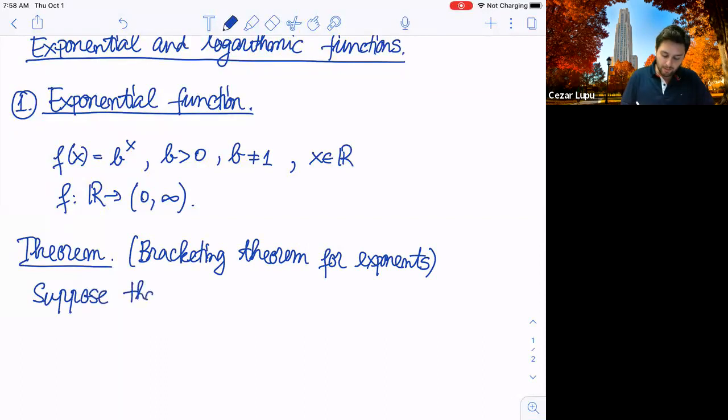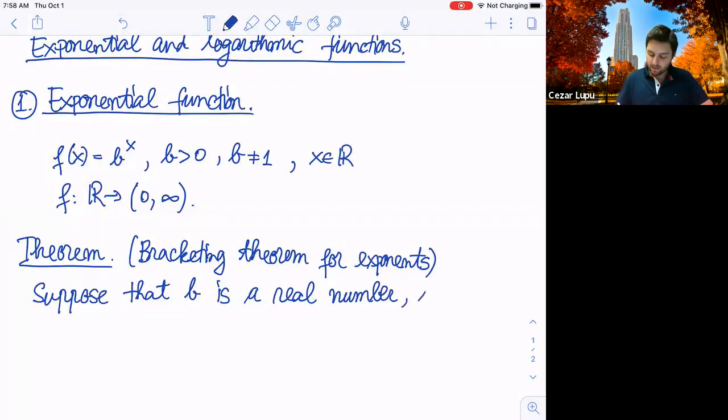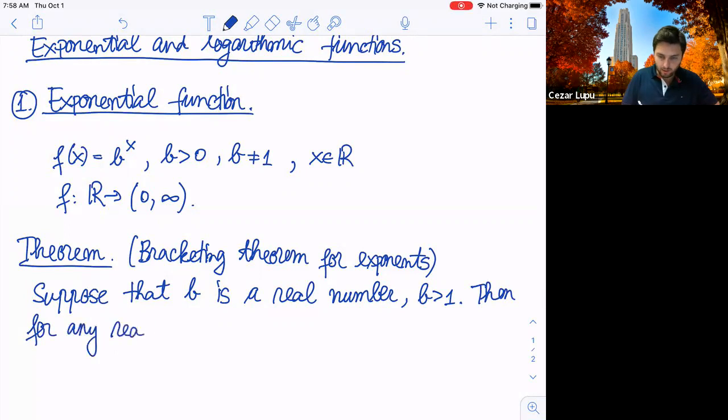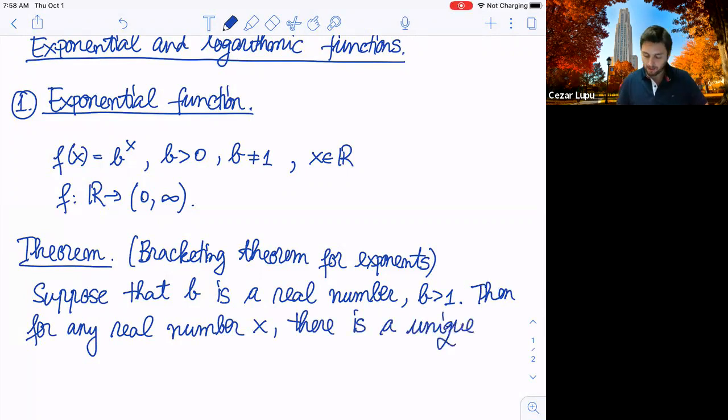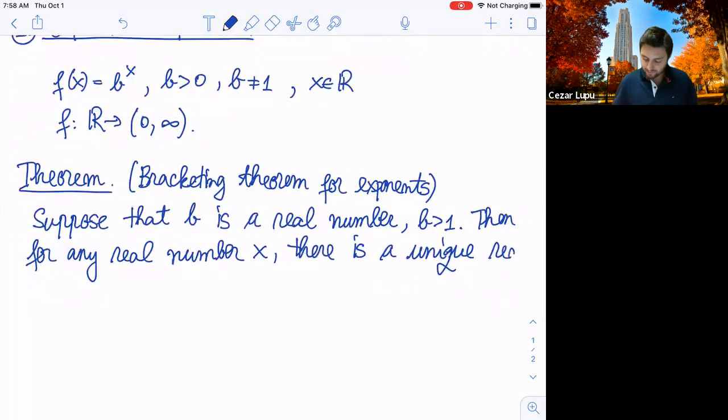Suppose that b is a real number, and let's say that this number is greater than 1. Then for any real number x, there is a unique real number b to the power x. So this is important.